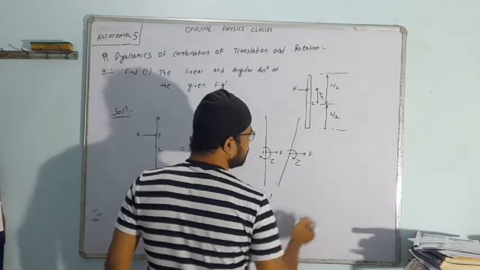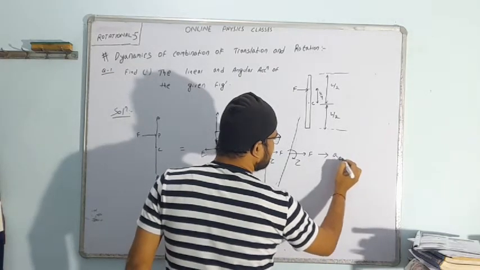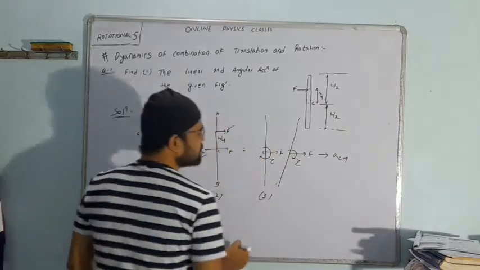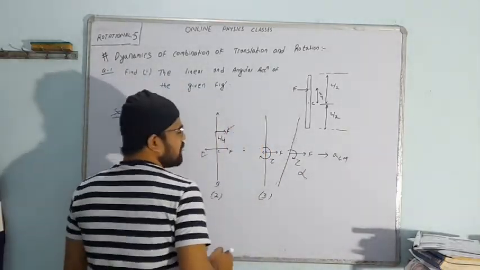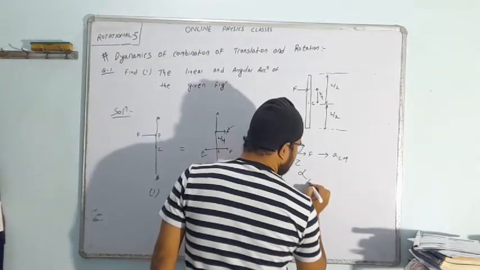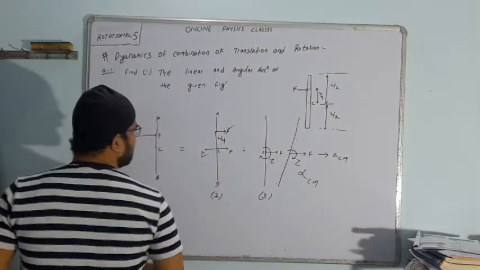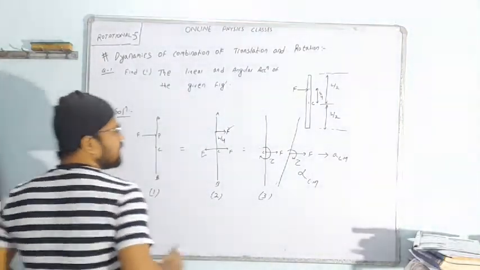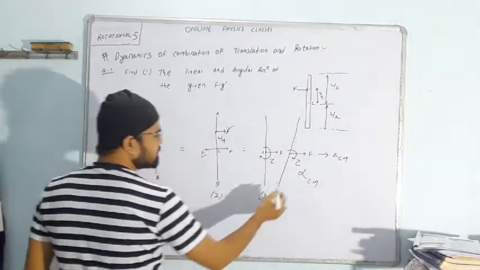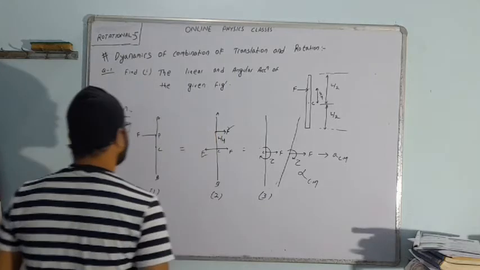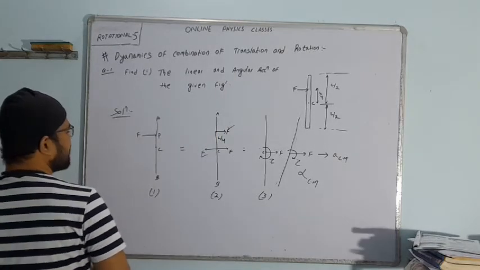So due to force, linear force, we can get acceleration of center of mass, a_cm. Due to torque we can get alpha, angular acceleration. So we have got two accelerations: first, acceleration due to linear motion, and second, acceleration due to rotational motion. Now we can find them.